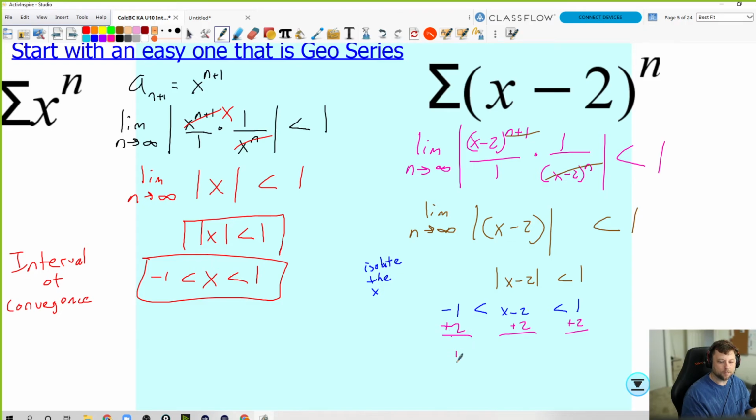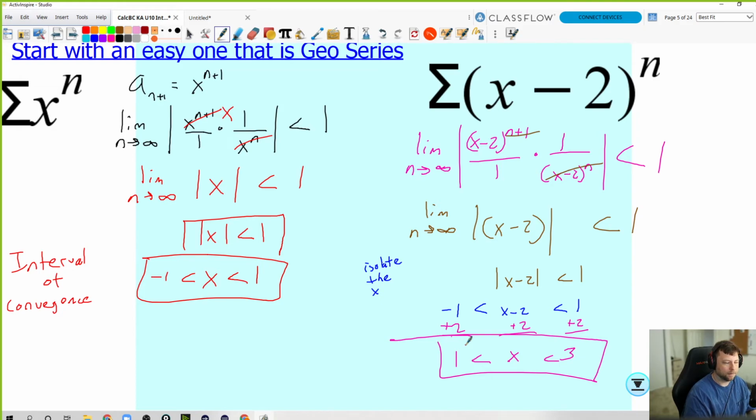My interval becomes positive 1 is less than x, which is less than 3. So my interval of convergence in this case would be between 1 and 3. And this kind of makes sense. This -2 shift means I shifted 2 positive from this. This is like a +2 shift from this interval to this one, if you want to think about it that way. So I show you these as basic intervals of convergence. They were just geometric. They're both geometric series too.